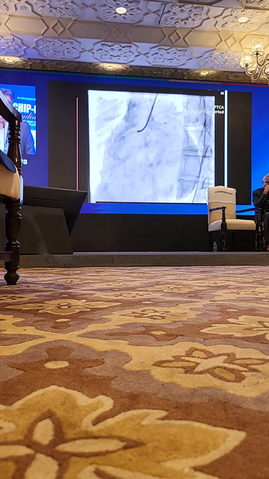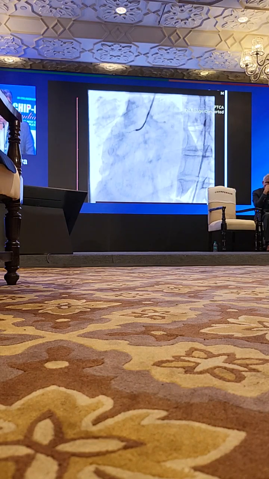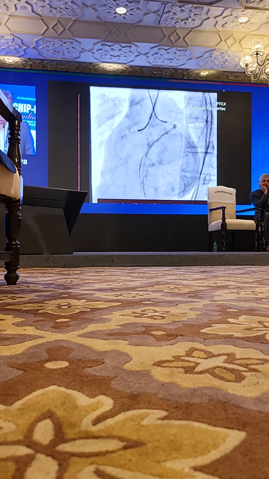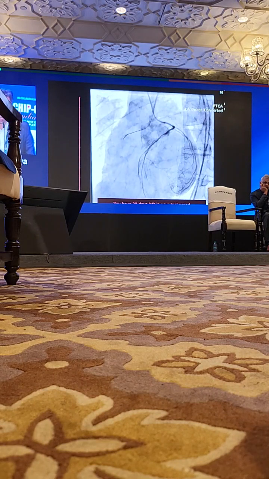After trying some workhorse wires, I switched to Cross 800. With balloon support, I could advance somewhat, but it was going into one of the collateral branches only. So I withdrew it and then went to another channel.